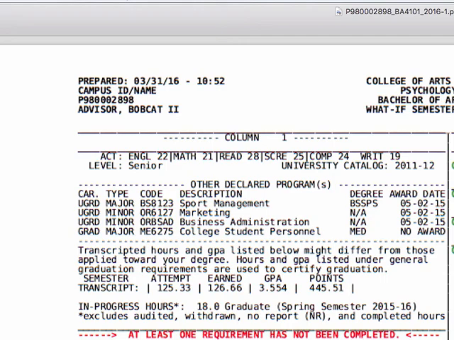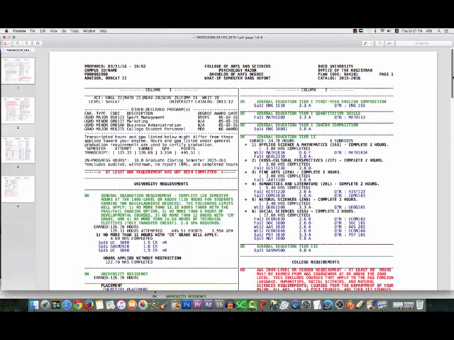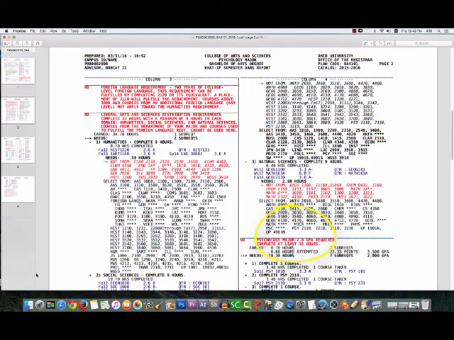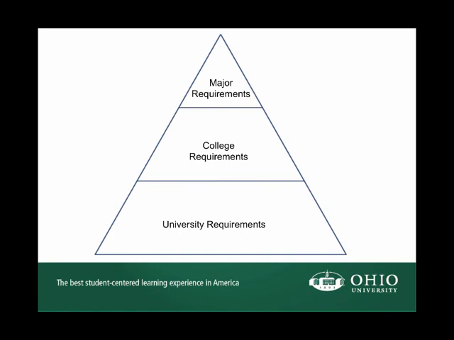After seeing your personal information, you can split up the remainder of your DARS into three sections: university requirements, college requirements, and major requirements. Each requirement is separated by a horizontal line. Requirements are divided into sub-requirements that are typically indicated with numbers. A good way to imagine the requirements is to visualize a pyramid. At the bottom of the pyramid are the university requirements, followed by the college requirements, and finally, the major requirement at the top.